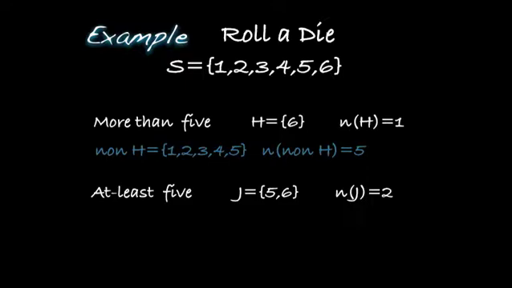If you consider the event of rolling a number that is at least 5, at least 5 means 5 or more, so it is the 5 and the 6 that are listed in J. There are two outcomes that are at least 5. But the complement of J, the outcomes that are not in J, are the 1, 2, 3, and 4. And there are 4 outcomes that are not in J. So that 2 plus 4 is 6, the total in the sample space.